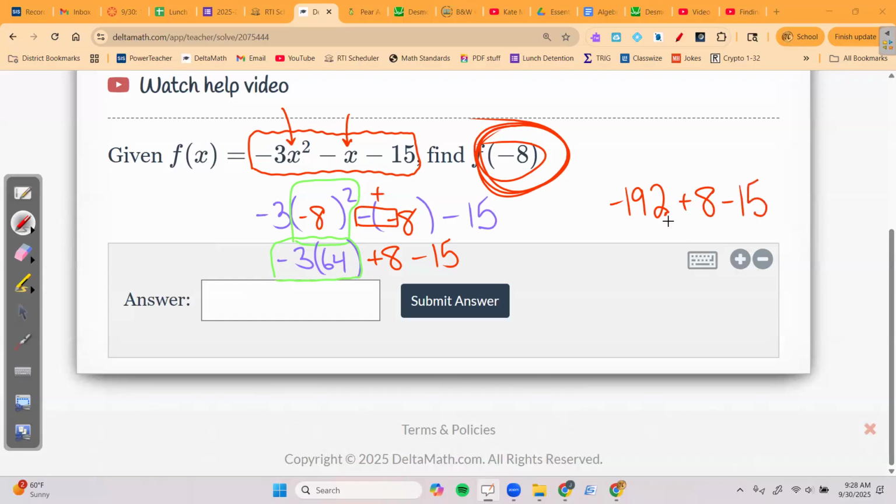If you owe me $192 and pay me back 8, how much do you still owe me? That's right. -184. And now if you owe me 184 and borrow 15 more, how much do you owe me? -199. So you just go in the little box, type in the answer, and that is how you do it. Hey, wait, don't do that yet, please. I want to write this down.